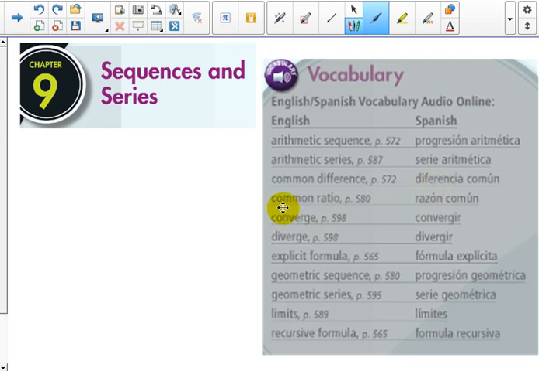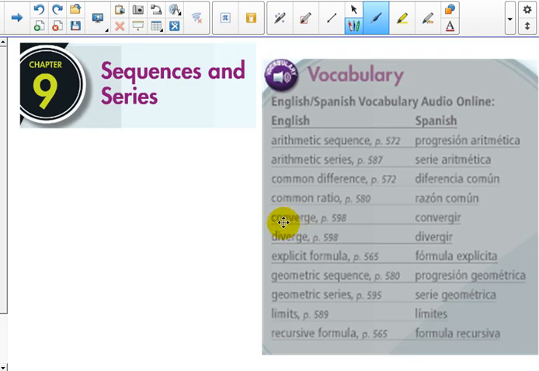Okay, next, common ratio. And the Spanish is razón común. Is that right? Close. Okay, next word. The next two words are alike in English, and they're alike in Spanish with one slight difference. So pay attention to that too.